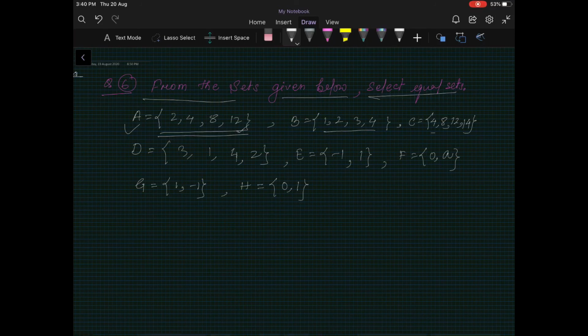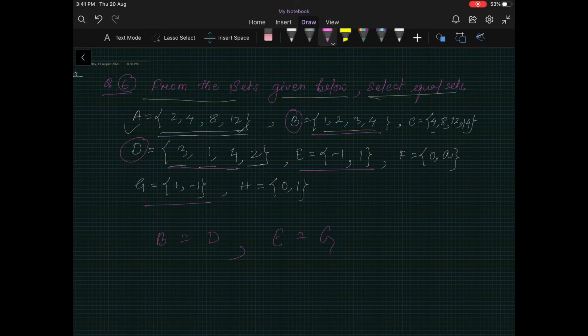Then B contains 1, 2, 3, 4. Is there any set containing 1, 2, 3, 4? Yes, this is 1, 2, 3, 4. That means these two sets, B and D, are equal. Both contain the same elements. So we can say set B is equal to set D. Set E contains -1 and +1, and set G contains +1, -1, the same elements but in different order. So we can write E is equal to G.